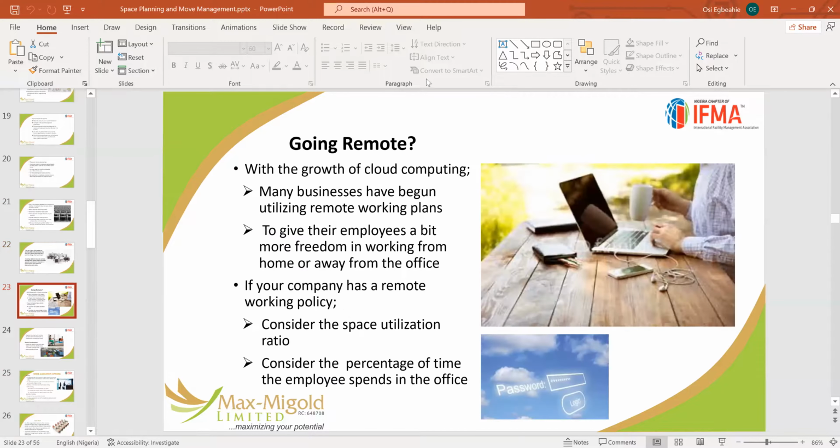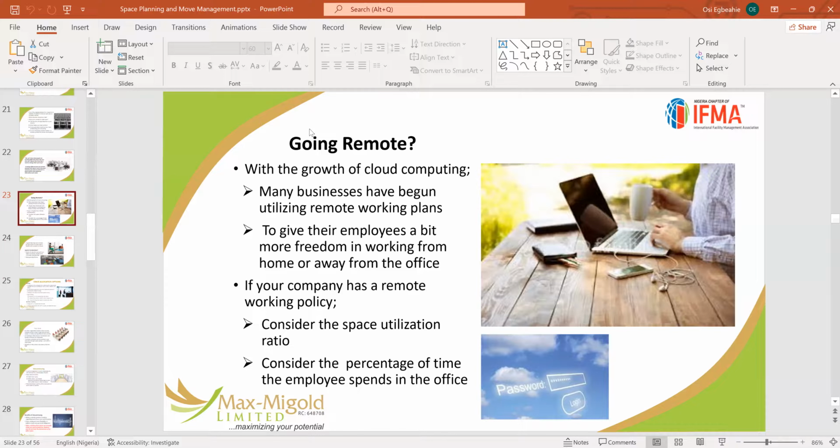Also, going remote. This is no longer new to us. A lot of us work from home. Going remote is the ability of your company to set up a cloud working system where you can log into your office from wherever you are and then work from there. So if you have that facility in your office, you may not necessarily have to go to work. You'll be working from home, or from wherever you find yourself, whether home or hospital.